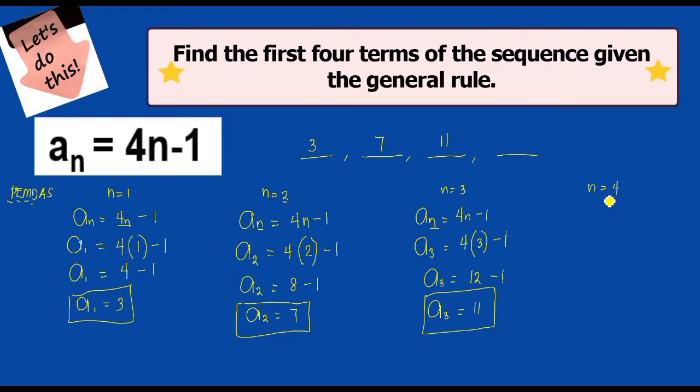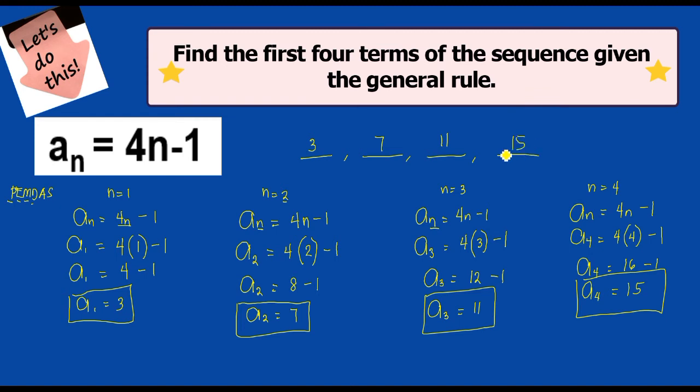And the last one is n equals to 4. So, again, we have a sub n is equal to 4n minus 1. So, we will have a sub 4 equals 4 times ang n natin again ay 4 minus 1. So, a sub 4 equals 4 times 4 is 16 minus 1. So, 16 minus 1 is 15. So, that is our a sub 4, which is 15.